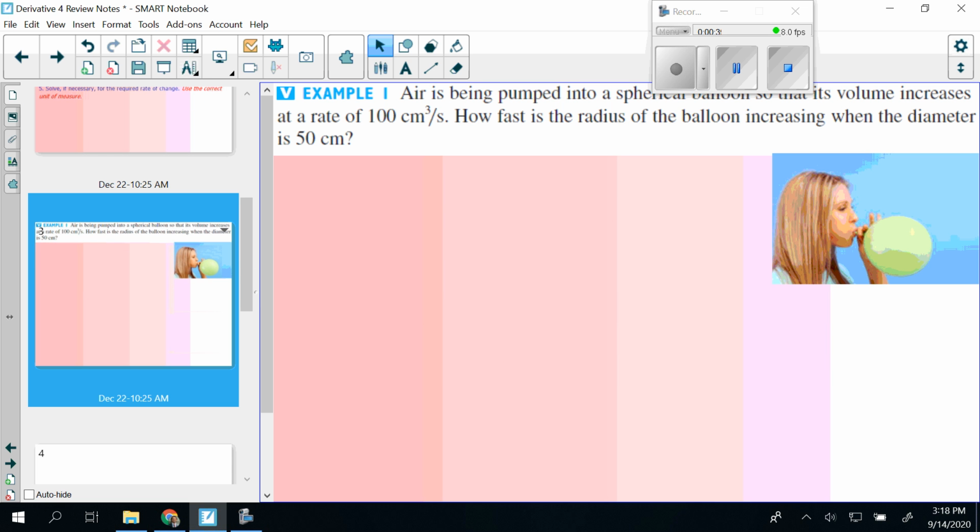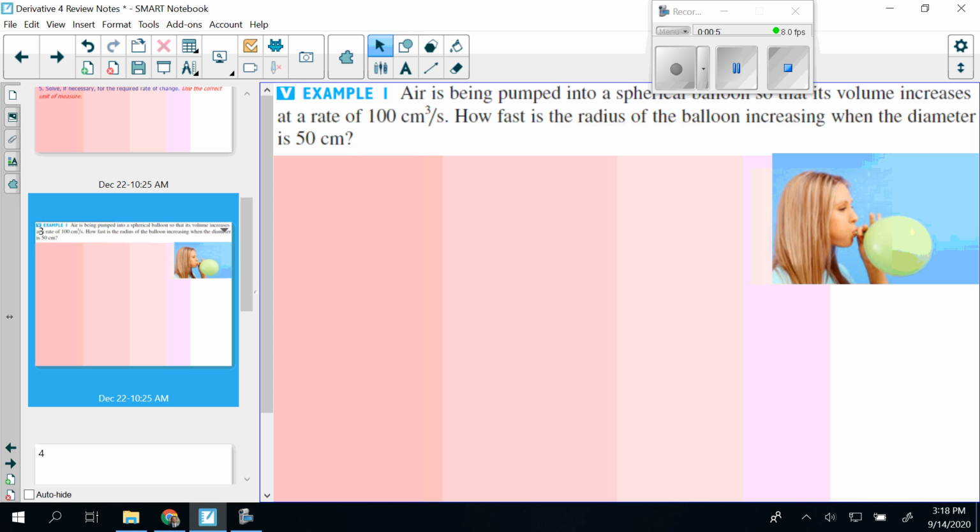So this one says air is being pumped into a spherical balloon, maybe like someone blowing a balloon up, so that its volume increases at a rate of 100 cubic centimeters per second. How fast is the radius of the balloon increasing when the diameter is 50 centimeters?